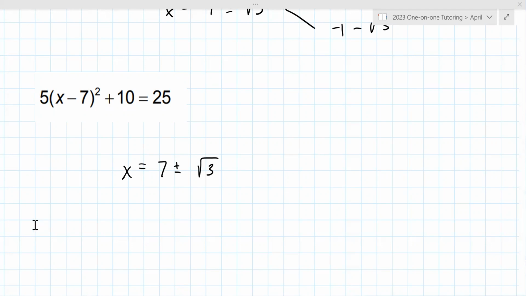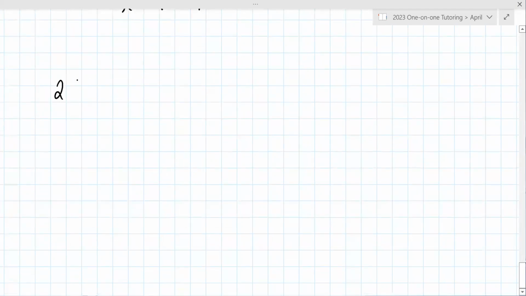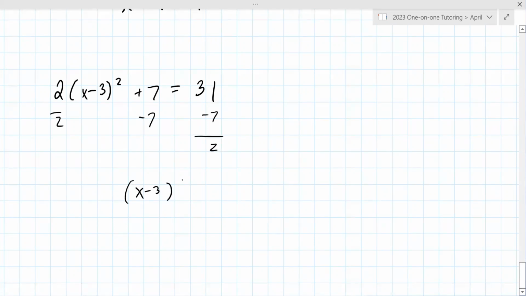So here's a new problem for us to look at. We'll work on this one together here. Actually, I need to rewrite it because that's not the one I want to do. 2 times (x minus 3) squared plus 7 equals 31. Okay. So this time when you subtract 7 and divide by 2, you get (x minus 3) squared equals 12.